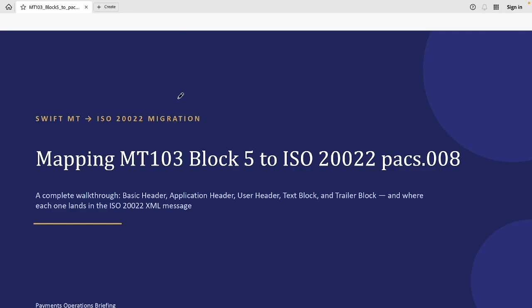So in today's video we are going to complete our block by block walkthrough of the SWIFT MT103 message by examining the last block, that is block 5. Block 5 is also called the trailer block.